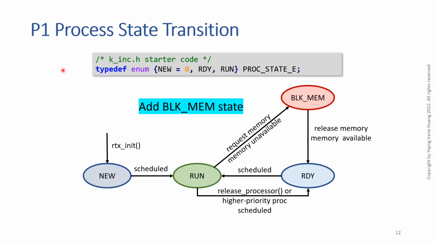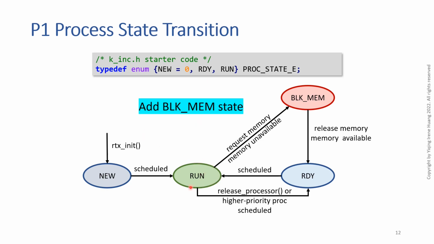So here's the P1 process state transition diagram. Just to remind you, you have to add the blocked on memory state because we're going to make the memory allocator a blocking call. It basically means whenever I request some memory and memory is not available, then the process gets put into the blocked on memory state.